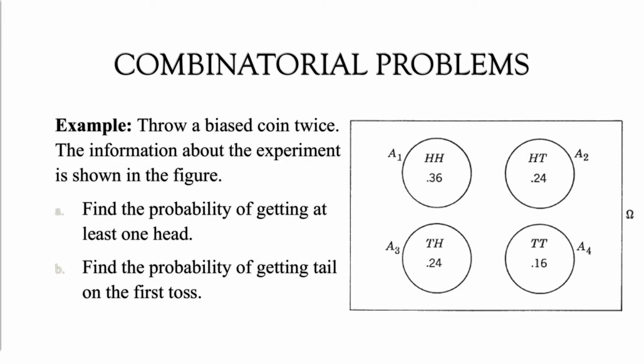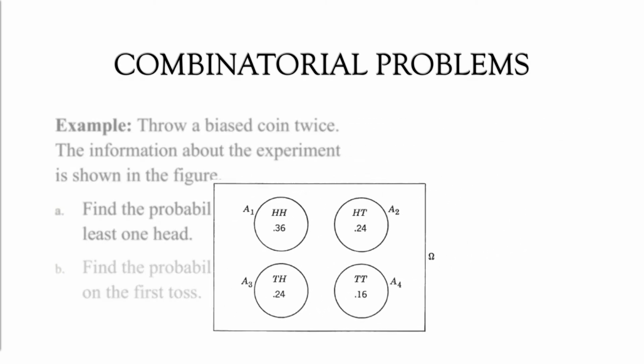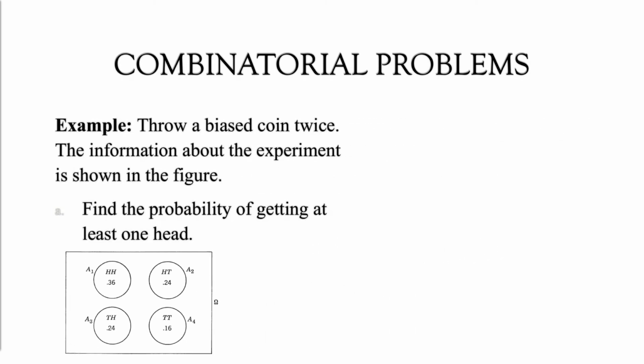Throw a biased coin twice. The information about the experiment is shown in the figure. Find the probability of getting at least one head, and find the probability of getting tail on the first toss. Okay, so let's start with the first problem. Find the probability of getting at least one head.